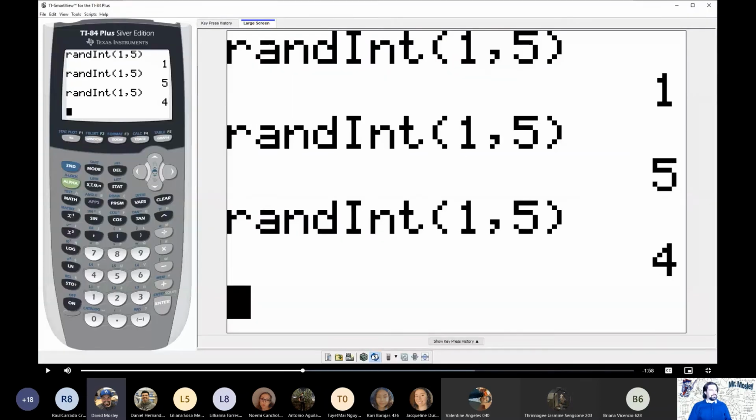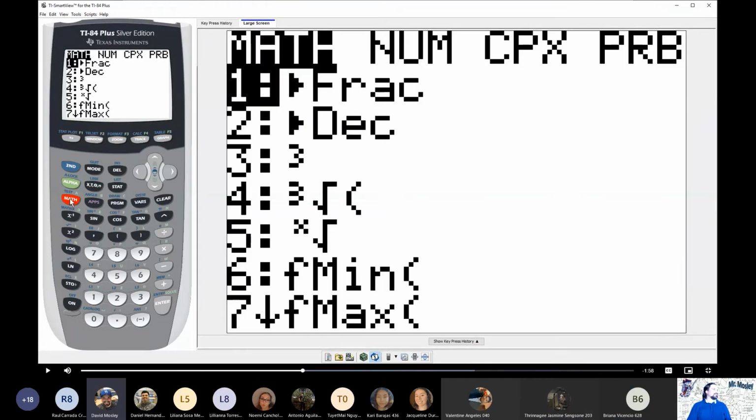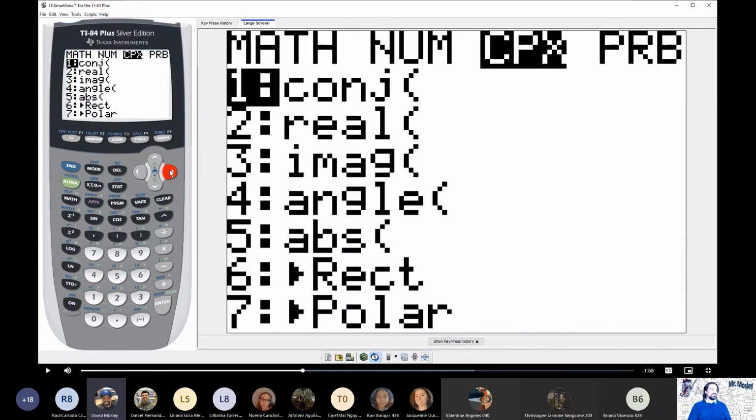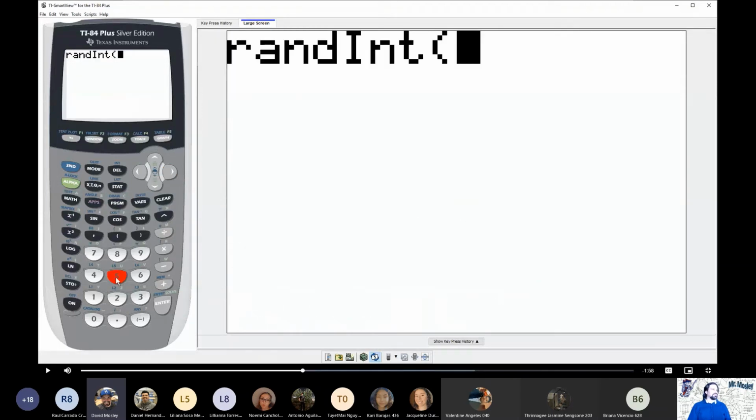And real quickly, here is where you find the rand_int function on your graphing calculator. Go to the button that says Math. And then we need to use the PRB tab, probability. So click to the right 3 times to get to PRB. And we want that 5th option here, rand_int with a little open parenthesis. So you can click down to it or just press the number 5.